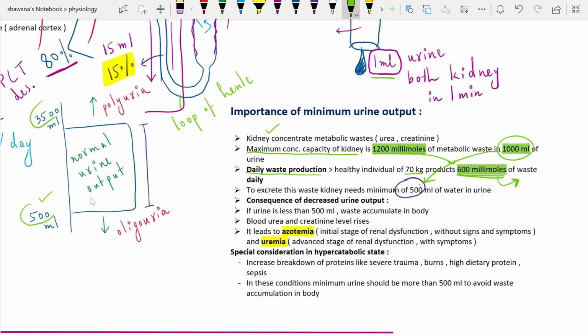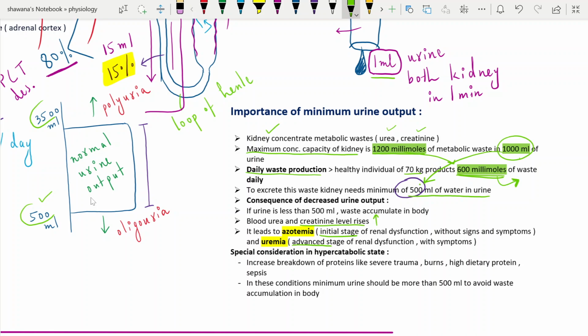If the urine is less than 500 ml, so these products like urea, creatinine, and other metabolic waste accumulate in the body, and the urea and creatinine level begins to rise. It results in azotemia. Azotemia is different from uremia. Azotemia is initial stage and uremia is the advanced stage and it is symptomatic, but azotemia is asymptomatic. But this 500 ml of urine production is the minimal range for most of the individuals.